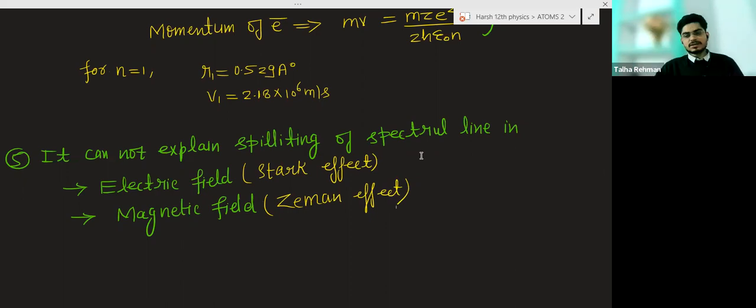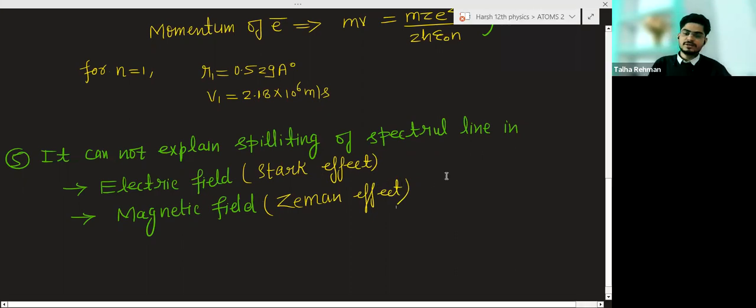Have you studied crystal field theory in your chemistry? There you will see this.